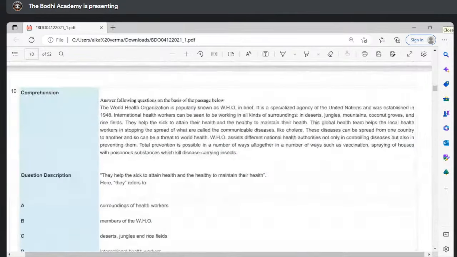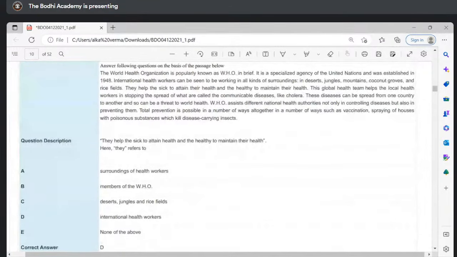All right. Let's have a look at the last one. The last question under English, the 10th one. They help the sick to attain health and the healthy to maintain their health. Now, who are these they that they are referring to? Who helps the sick to attain health? Yes, it is certainly the international health workers. They are the ones who are taking care of people.